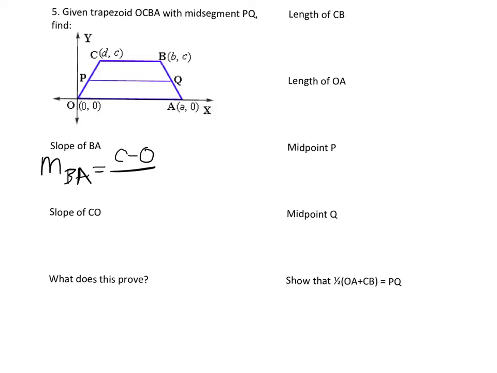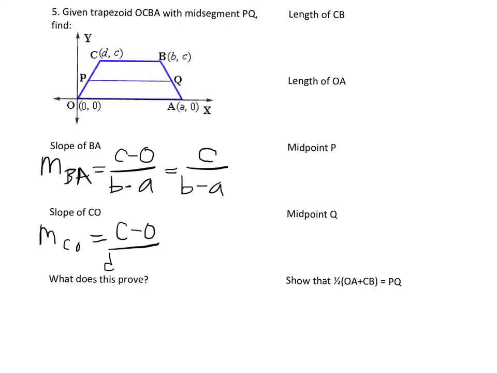Same order, c minus 0. I went top down, so I do b minus a, which can also be written as c over b minus a. That might seem like a weird final answer, but I can't go any further because I don't know what those variables stand for. So I can go ahead and find the slope of the other side. The slope of CO is change in y over change in x, so c minus 0 over d minus 0, which can also be written as c over d.